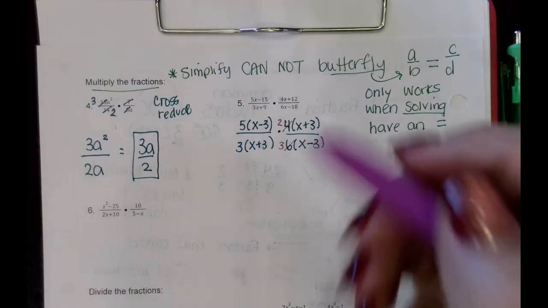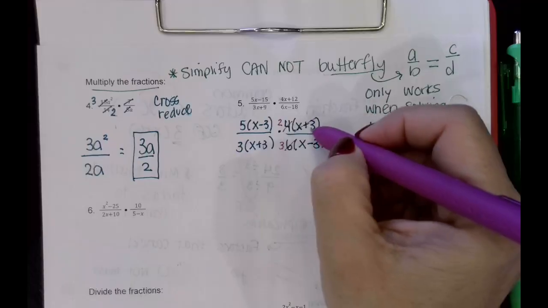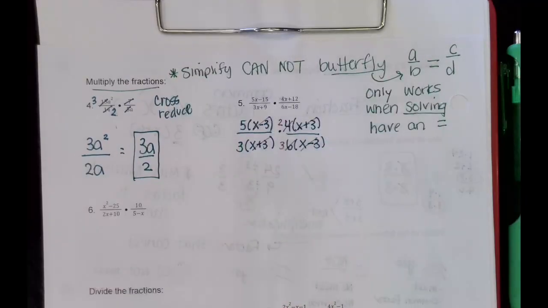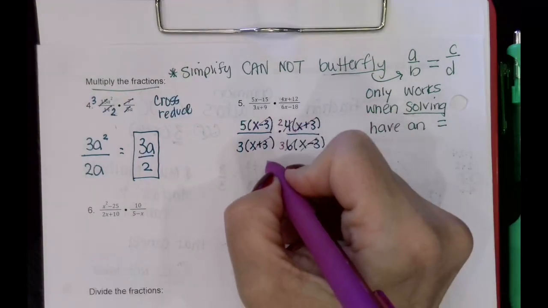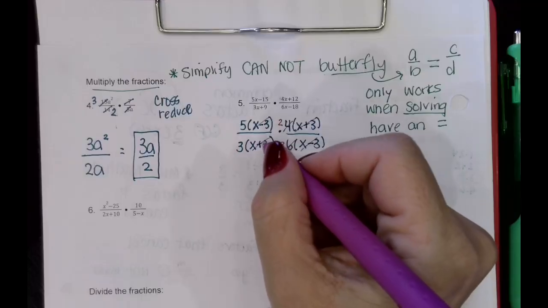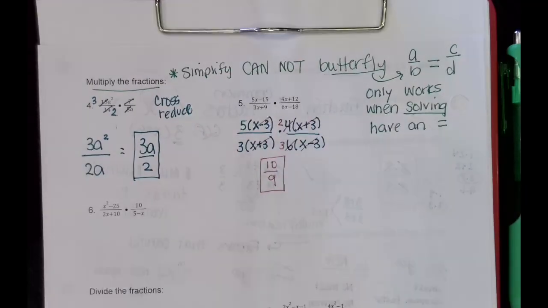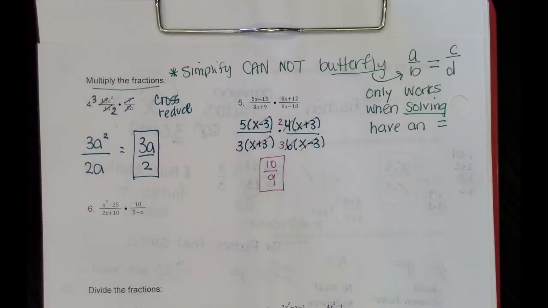Okay, now I'm going to look at my factors here. So remember, I can cross-reduce. So I have x plus 3, x plus 3, x minus 3, x minus 3. So all of those terms with x's all cancel out. And what I end up with is 5 times 2, which is 10 on the top, and 3 times 3, which is 9 on the bottom. So that whole thing is going to reduce down to 10/9. Okay, go ahead and pause the video and do number 6 by yourself.